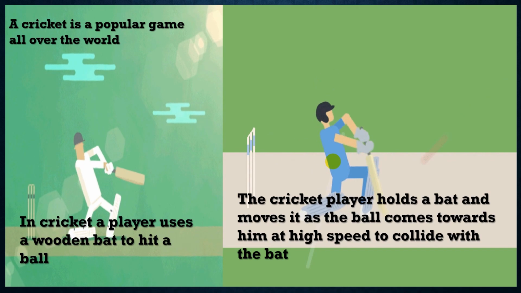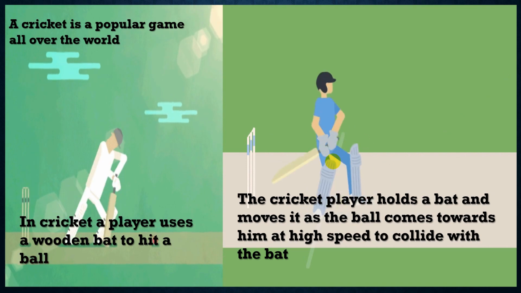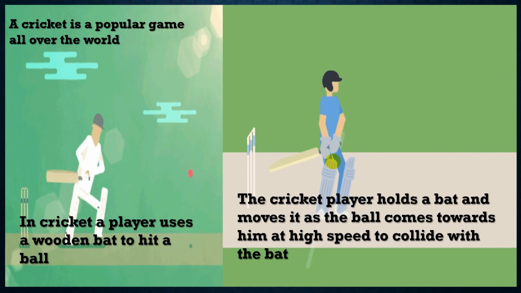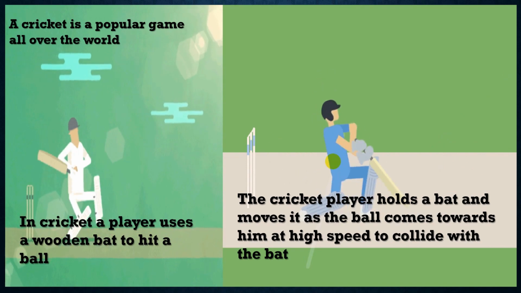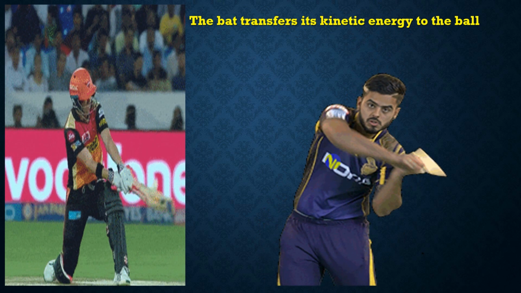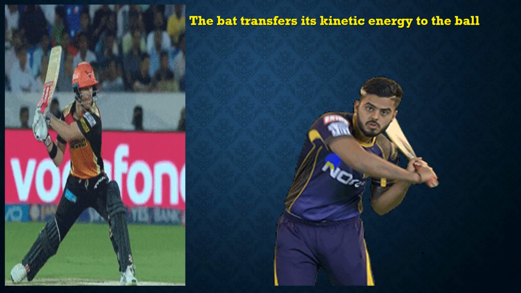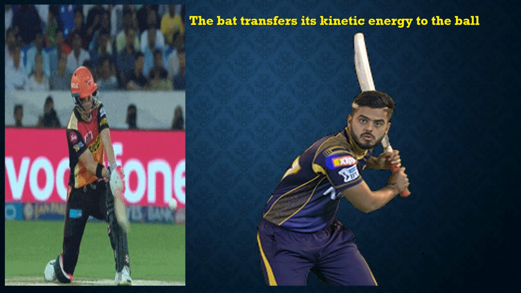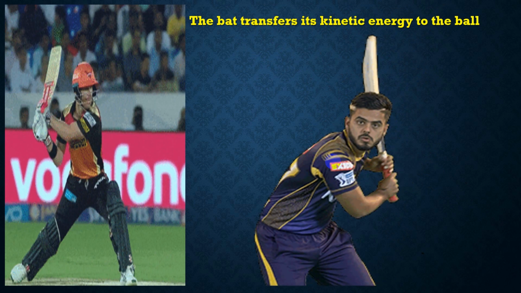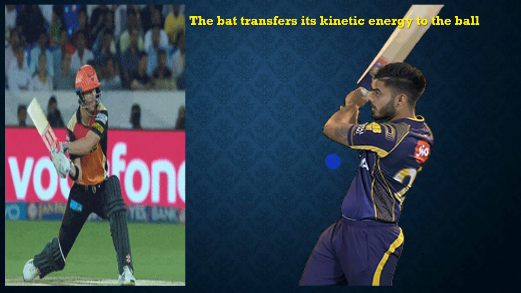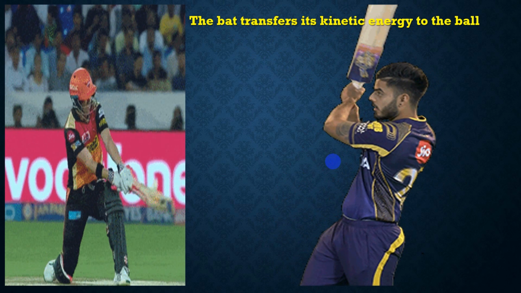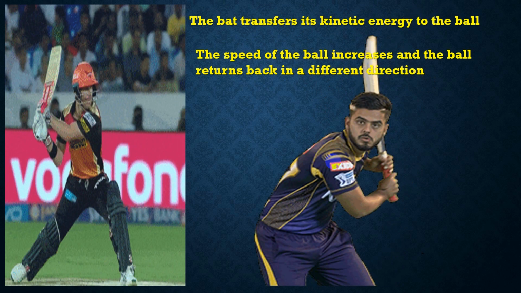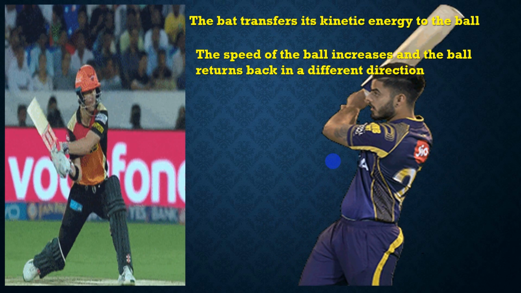A cricket player holds a bat and moves it as the ball comes toward him at a high speed to collide with the bat, to hit the bat. And this is a kind of collision. The bat transfers its kinetic energy to the ball. As we said before, during a collision between objects, there is energy transfer. So here, the bat transfers its kinetic energy to the ball when they hit each other. That causes the speed of the ball to increase, and also the direction becomes different.